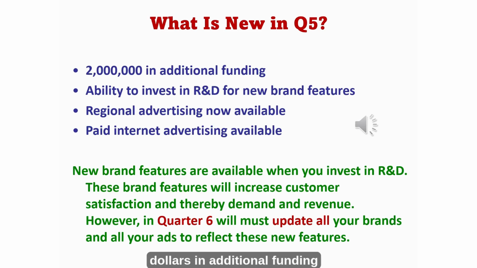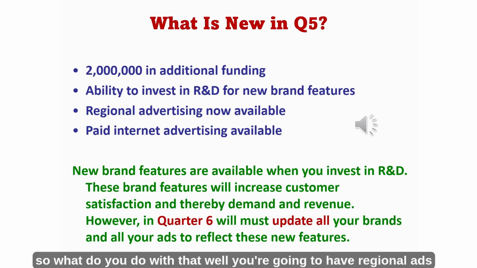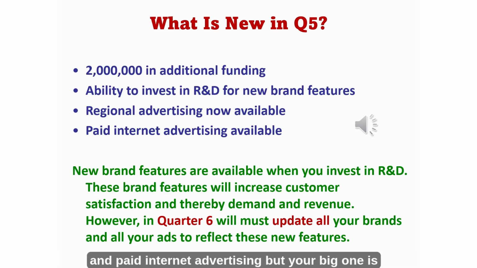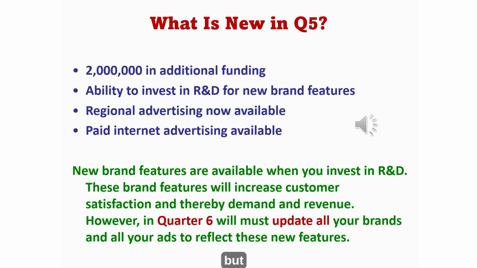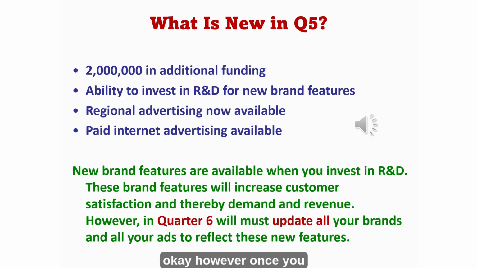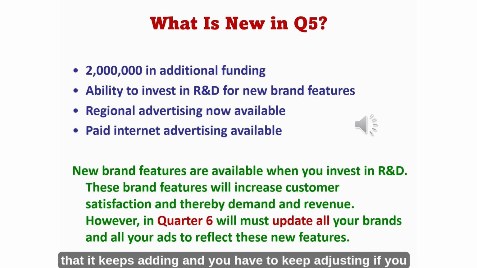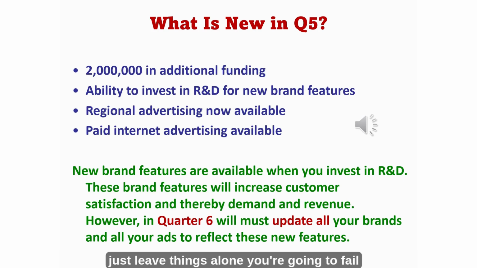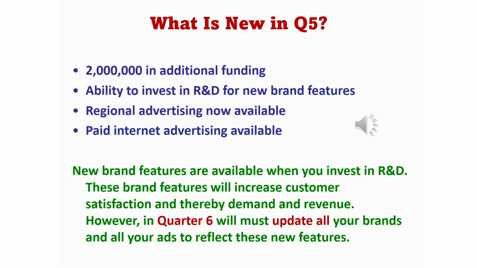In quarter 5, they're going to give you $2 million in additional funding. So what do you do with that? Well, you're going to have regional ads and paid internet advertising, but your big one is invest in R&D, and that's expensive. But your new R&D can improve your brand scores and ad scores correspondingly. When you improve the brand, then you talk about it in your ad. However, once you do those improvements in quarter 6, you must update all your brands and all your ads. And the simulation is like that. It keeps adding and you have to keep adjusting. If you just leave things alone, you're going to fail.